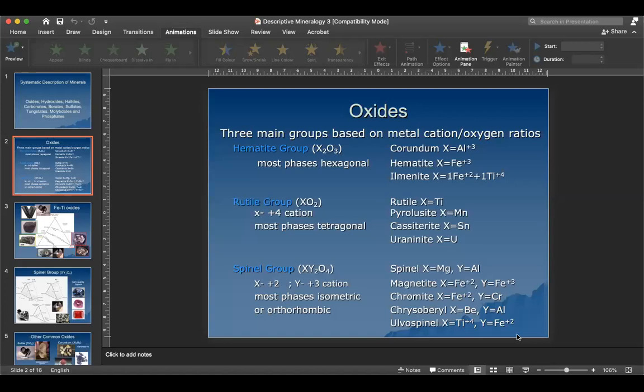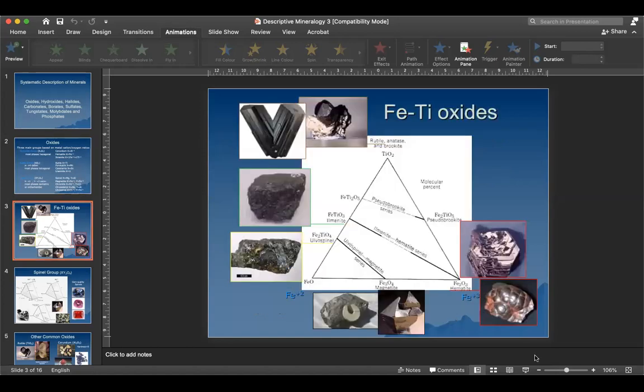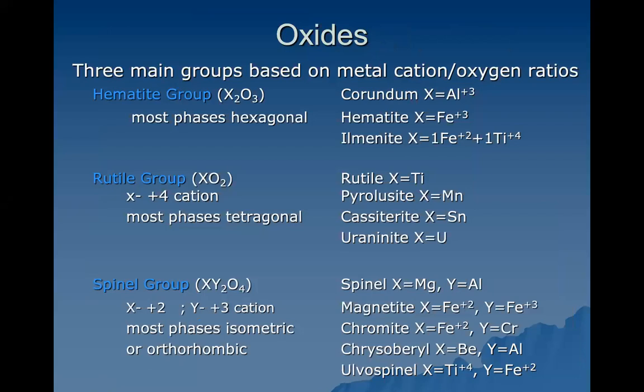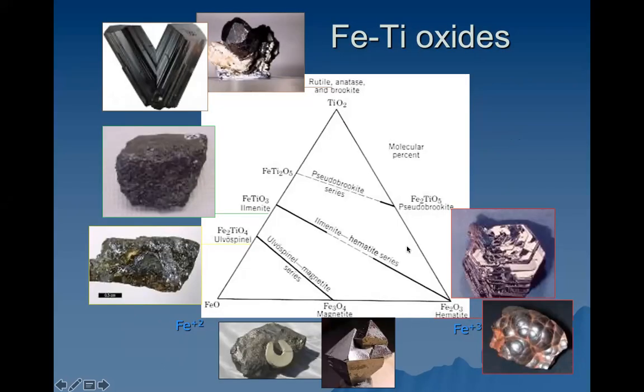Okay, so under the oxides, you have hematite group, rutile group, and spinel group, right? Because of their rare occurrence, we can consider them also as economic minerals or industrial minerals, which have some industrial applications, right? What is next? Iron titanium oxides. So we consider iron titanium oxides here. For example, ilmenite, right? So you have iron titanium oxide there.